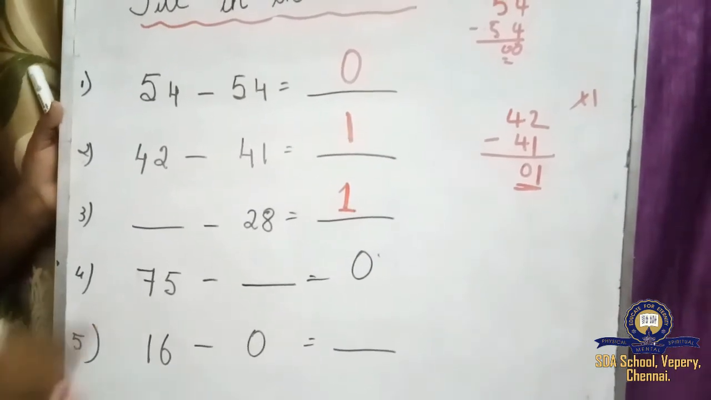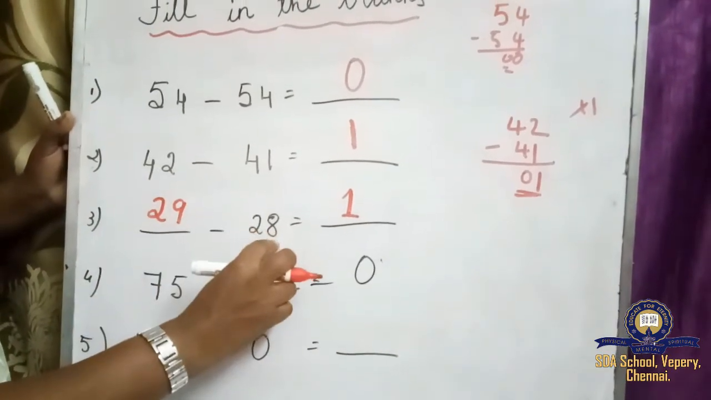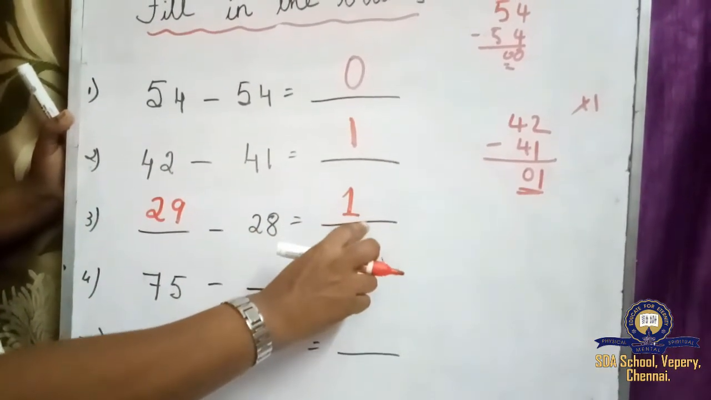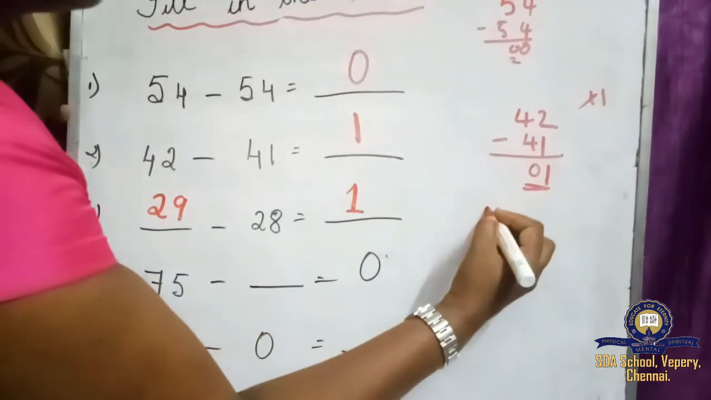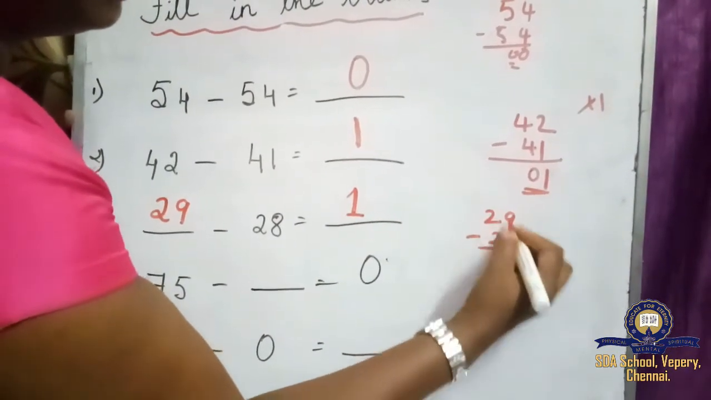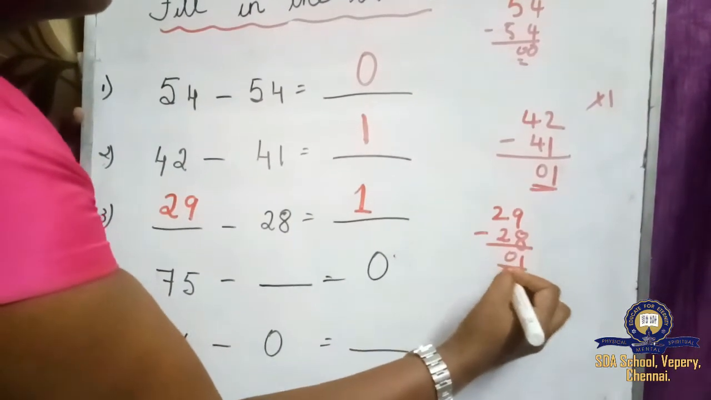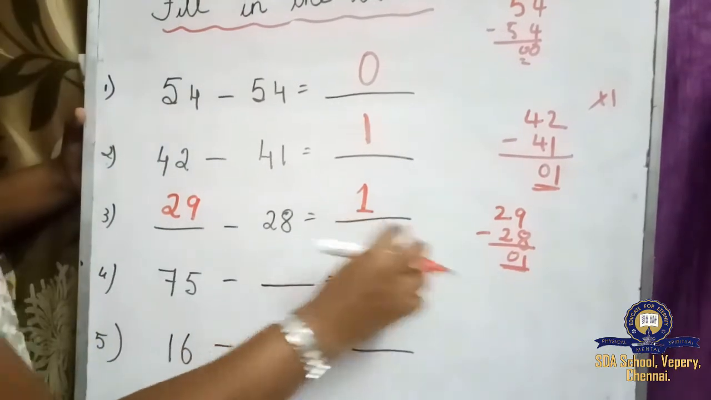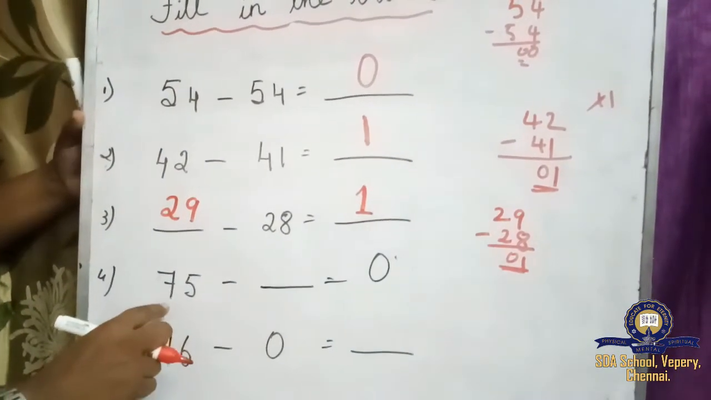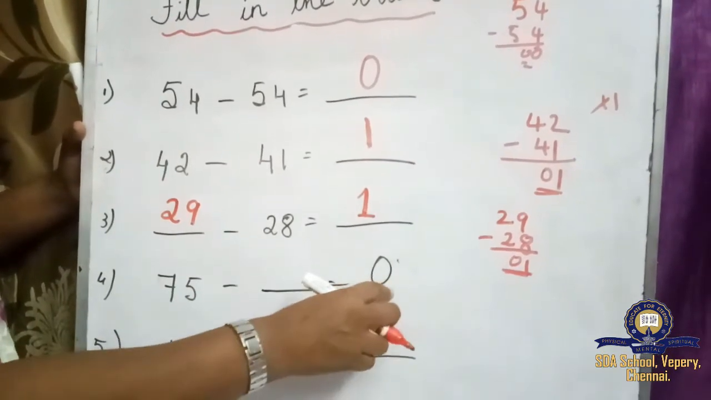29 minus 28, you will get 1. See, 29 minus 28. 9 minus 8 is 1, 2 minus 2 is 0. So it is only 1. The difference is 1. Now 75 minus dash, you have to find here, is 0.